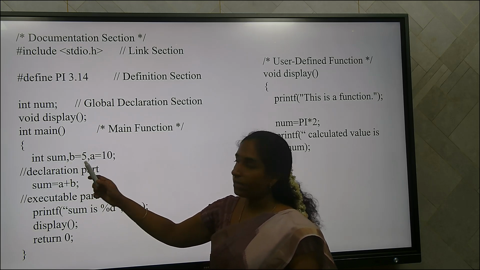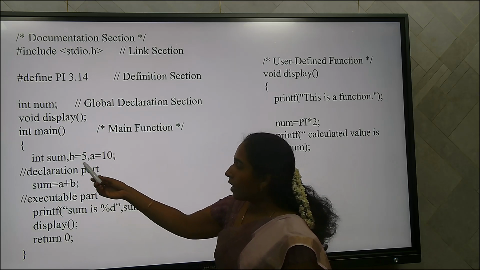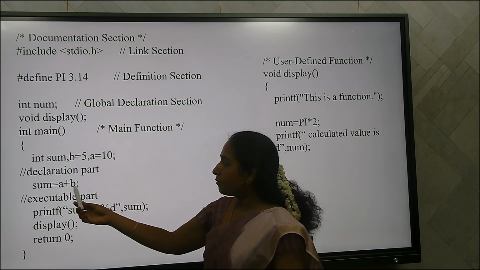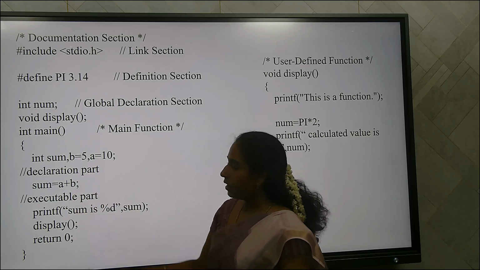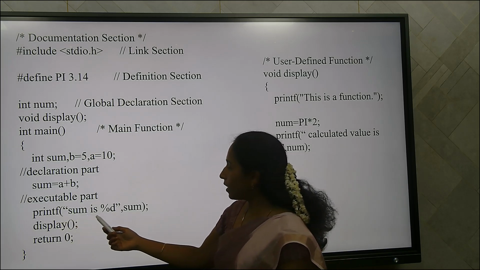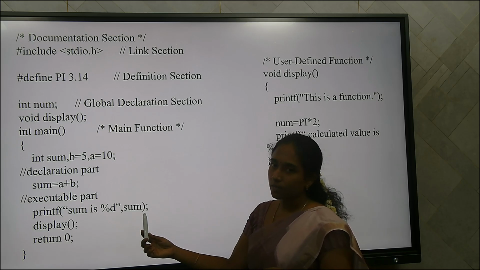As we already saw, the main function consists of a declaration part and an executable part. Assigning a value to a variable comes under your declaration part. Performing a calculation comes under the executable part in your main function. Finally, we are printing that value sum, and then we'll see the result on our screen.